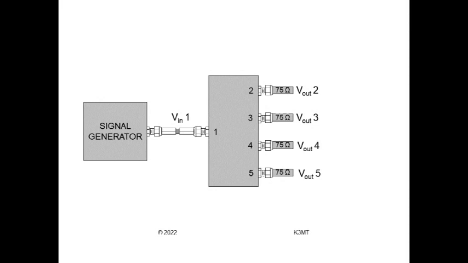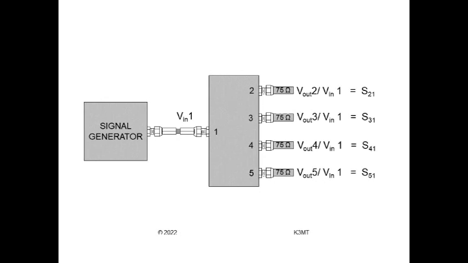Calculate the ratio, V out 2 over V in 1. This is called S21. Calculate S31, S41, and S51 the same way. These ratios are 4 S parameters of the splitter. The first subscript always means the output port voltage, and the second, the input port voltage.